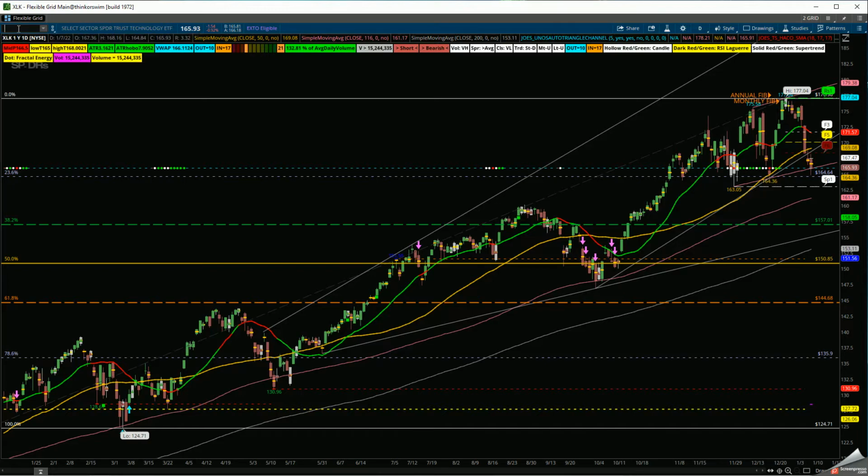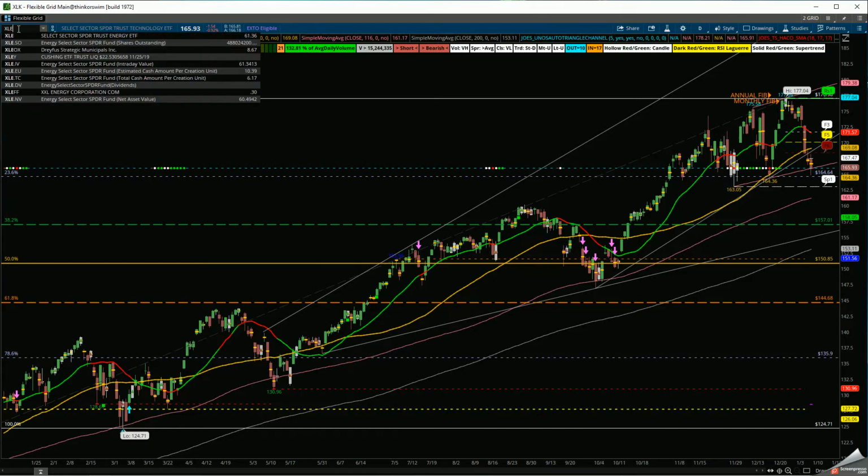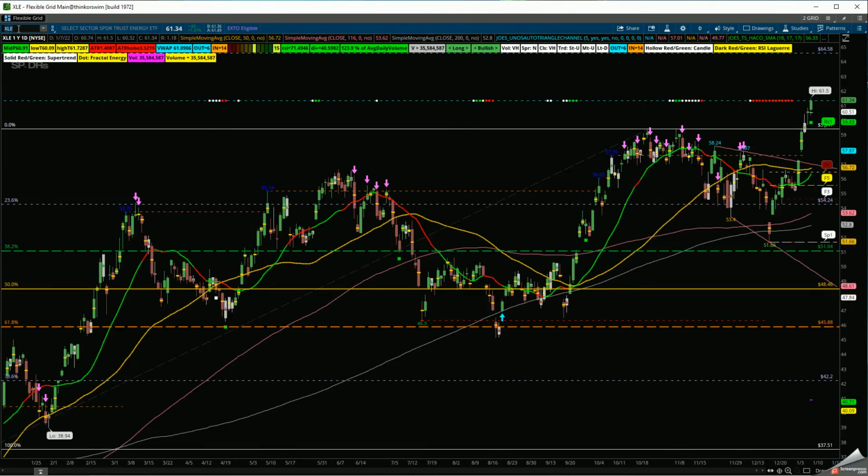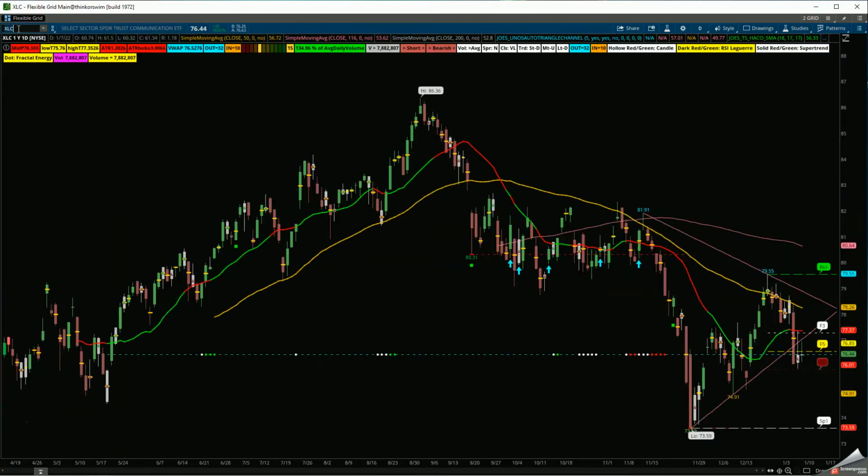If we're going to look at XLE now, we can see that the XLE is the energy sector. This year, it finally gave us a breakout. Pay attention to these sectors. This is why I'm mentioning them to you, so you know which sectors are moving up and which sectors are not moving down. Let's take a look at XLC.